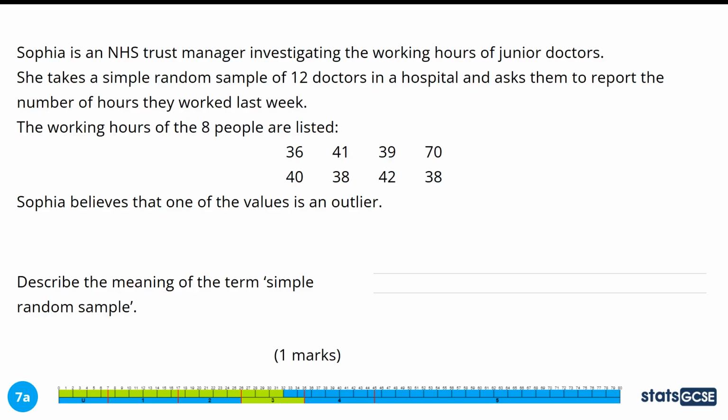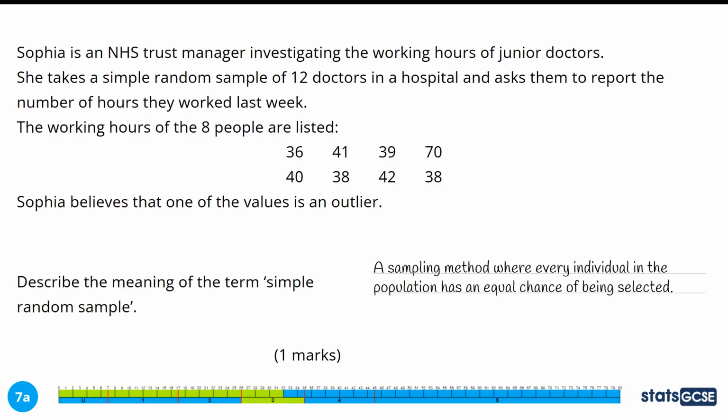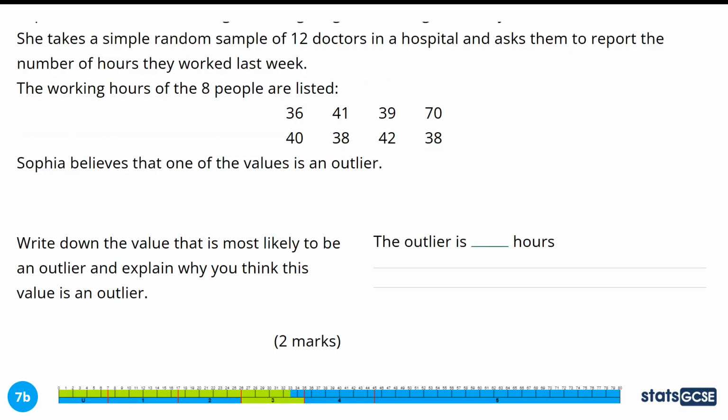Describe the meaning of the term simple random sample. A simple random sample is a sampling method where every individual in the population has an equal chance of being selected.